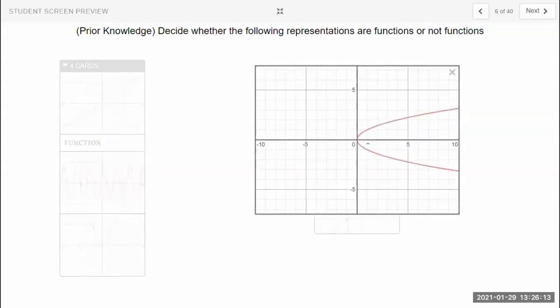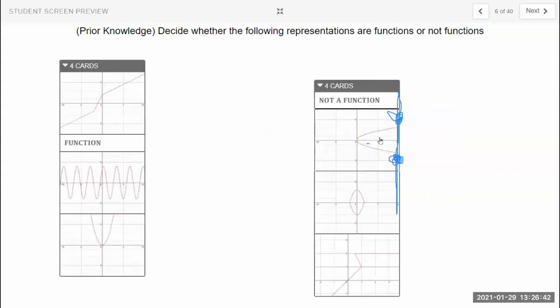So if I go back and I try and draw on that, you know, the vertical lines are the ones that are going up and down. This vertical line is hitting the graph right here, and it's hitting it right here. The vertical line test says if you can find any vertical line that would hit the graph more than one time, then it is not a function. So that one, we have that problem right there.